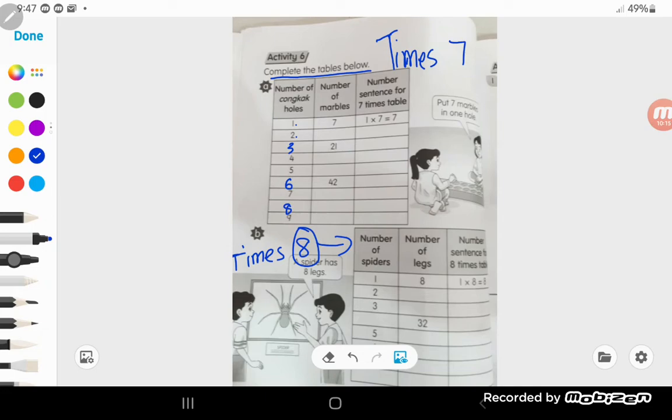And then here, you need to write your answer. What is times 7, number of marbles? 1, 7, 7. 2, 7, 14. 3, 7, 21. 4, 7, 28. 5, 7, 35. 6, 7, 42. 7, 7, 49. 8, 7, 56. 9, 7, 63. Okay, this is the answer for 7. You can refer to your multiplication table from your exercise book, what you did in the previous lesson. I already told you to do that one, so I hope all of you already did it.